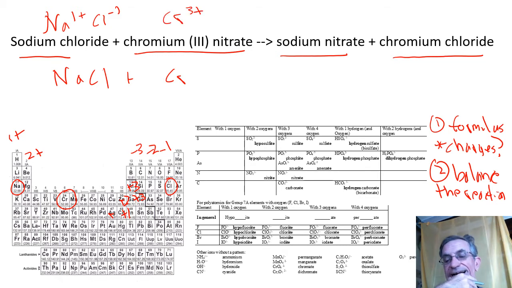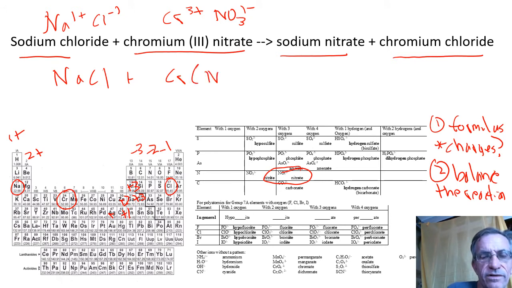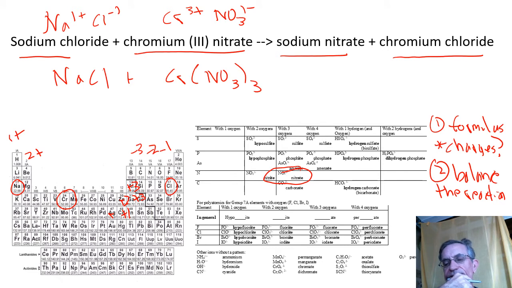And then we get to nitrate, chromium 3. That's what the chromium 3 is. Nitrate. Polyatomic right here. NO3 minus 1. Now you've got to balance out those charges, don't you? So what are you going to write? Cr(NO3)3. All right, that's the right formula. You need 3 nitrates. All right, let's keep going.